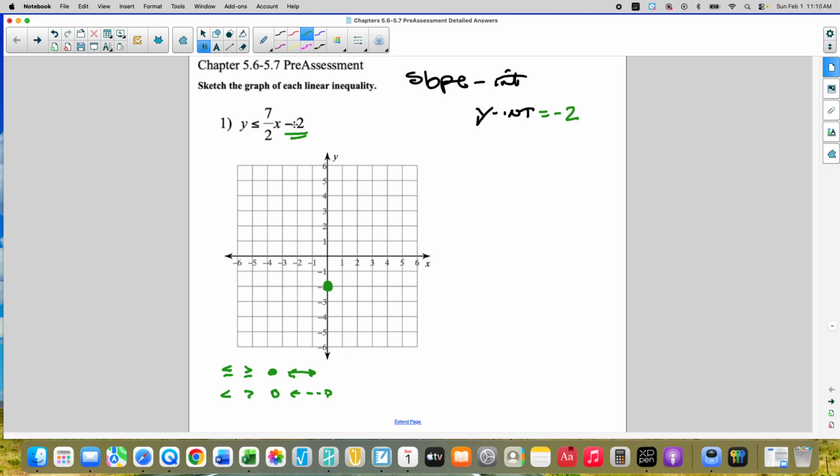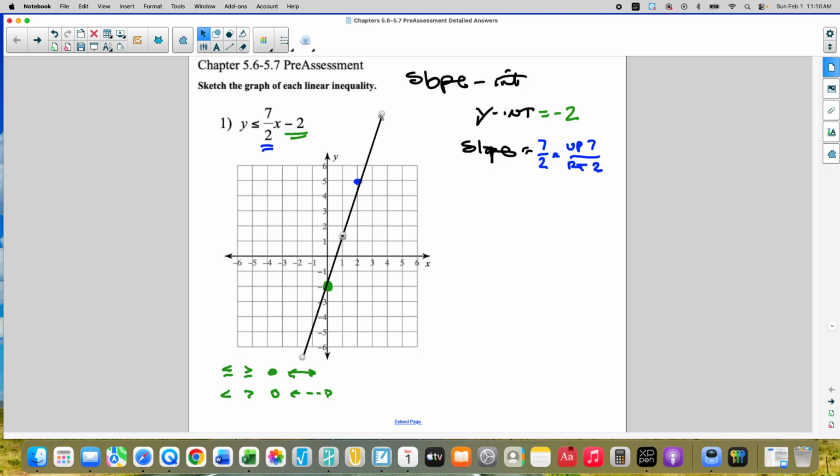My y-intercept is -2, and then I'm going to use my slope, and the slope is 7/2. So that means we go up 7, right 2 from this y-intercept. 1, 2, 3, 4, 5, 6, 7 spaces. And then right 2, we make a dot, and we will connect those dots.